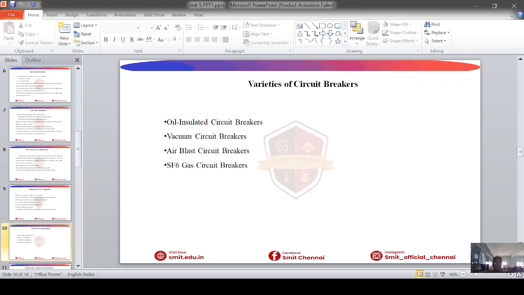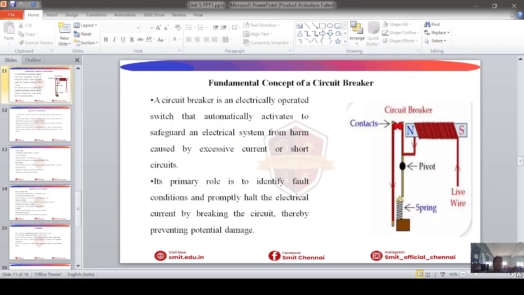Types of circuit breakers. Different types based on the medium used: oil circuit breaker, vacuum circuit breaker, air blast circuit breaker, SF6 gas circuit breakers. Fundamental concept of a circuit breaker. This is the basic diagram of a circuit breaker. A circuit breaker is an electrically operated switch that automatically activates to safeguard an electrical system from harm caused by excessive current or short circuits.